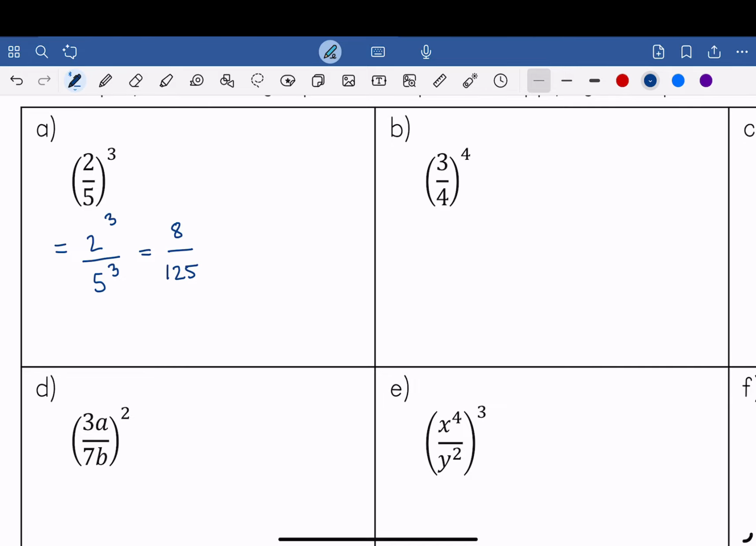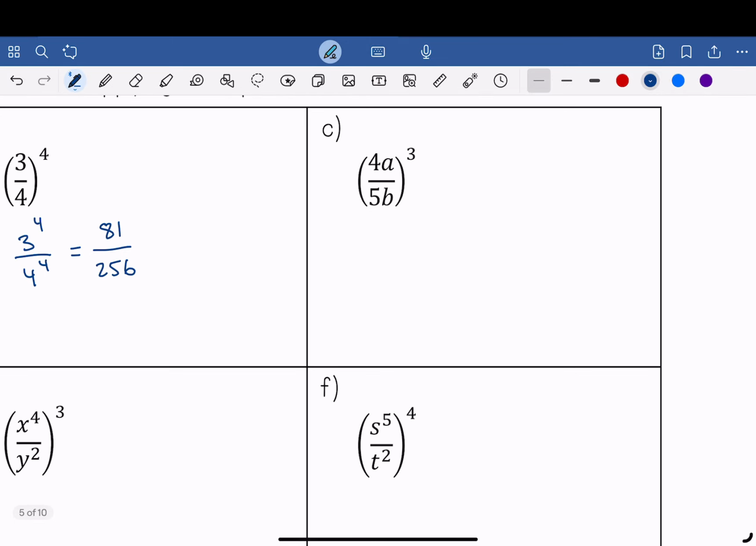Let's look at B. The 4 will be distributed to the 3 and to the 4. So it is 3 to the power of 4 over 4 to the power of 4, which is equal to 81 over 256. Now we'll look at example C.